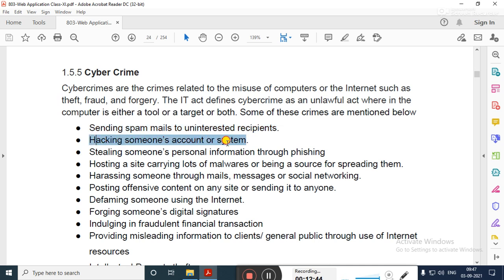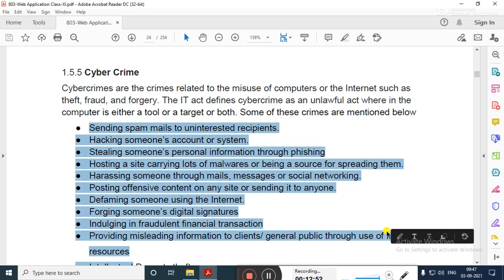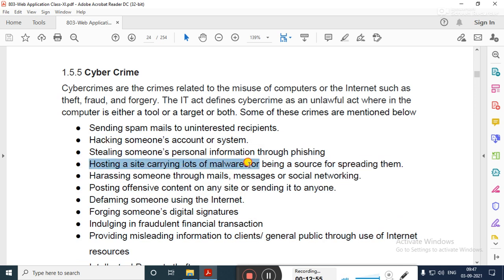Next, hacking someone's account or systems, and stealing someone's personal information through phishing. So what kinds of crime are done on a network is listed here. Hosting a site carrying lots of malware, or being a source for spreading it. You build a website and that site is full of viruses, worms, malware and trojan horses. Whenever any person accesses or opens that website, those viruses, trojan horses and malware automatically go to that person's system through the network. So this is also a kind of crime.